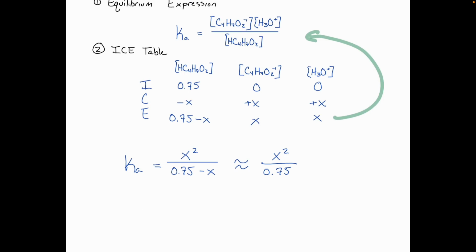All right, and then we looked up that Ka value, right? So I know that this is going to be equal to 1.5 times 10 to the negative 5. Now I just got to do some algebra, rearranging this equation to solve for x. All right, and so what I get is that x equals 0.003354, blah, blah, blah.